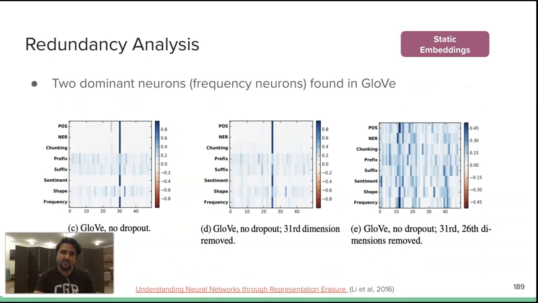network. A similar observation was made by Lee et al., where they observed that removing specialized frequency neurons, which we saw earlier in the GloVe model, that is responsible for predicting most of the properties in many tasks, if you remove these neurons, the network was still able to obtain the same accuracy.